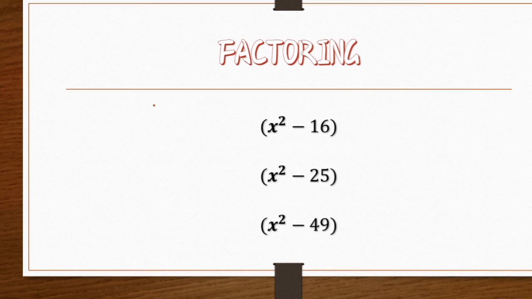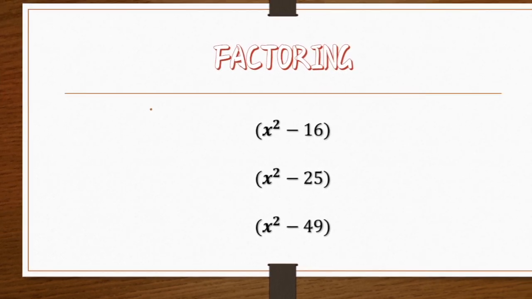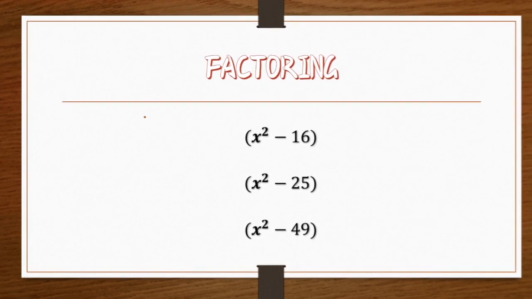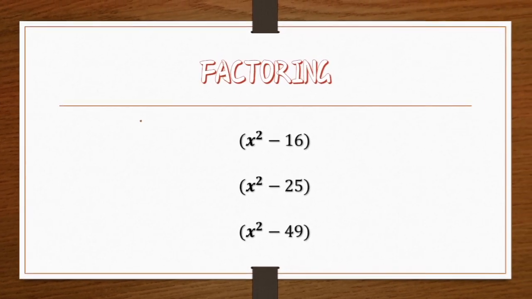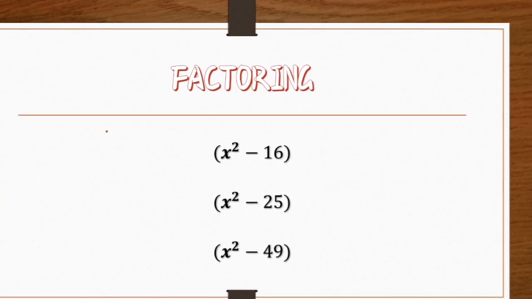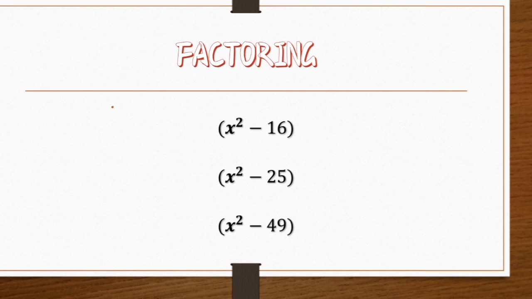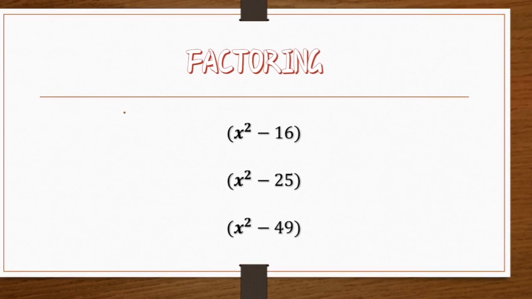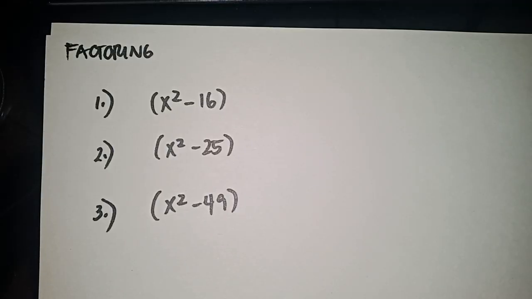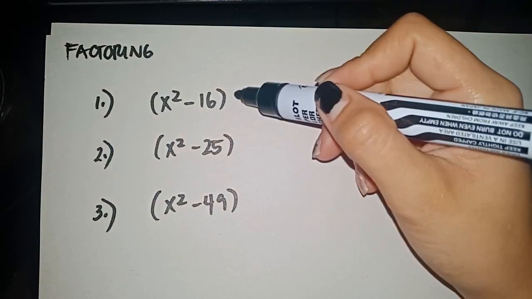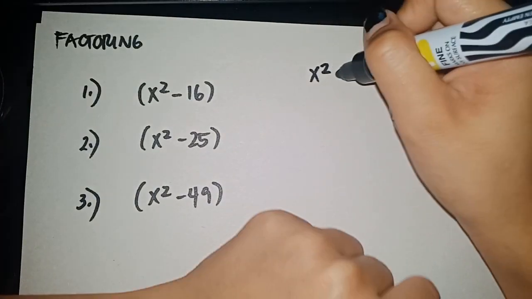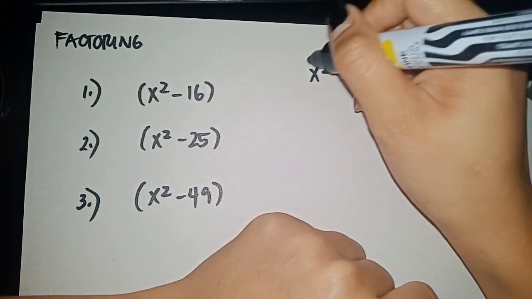Now, let's try to factor out these binomials. As you can see, we have literal coefficients, which most of the students are afraid of. But I believe that at the end of this video, you can factor out polynomials on your own precisely. Okay, so let's start. Let's try to find out the factors of this polynomial. So let's have first x squared minus 16.